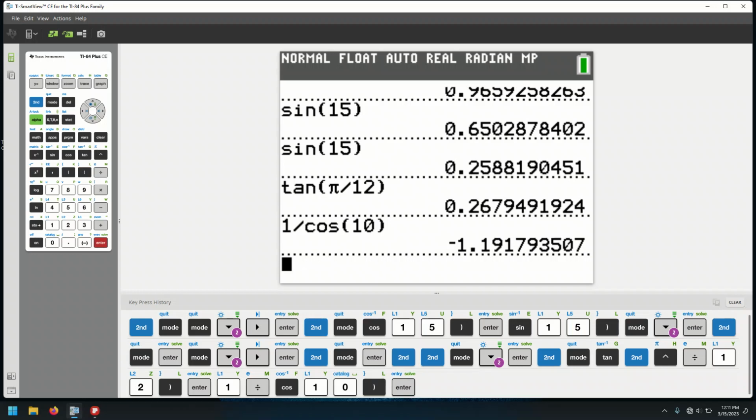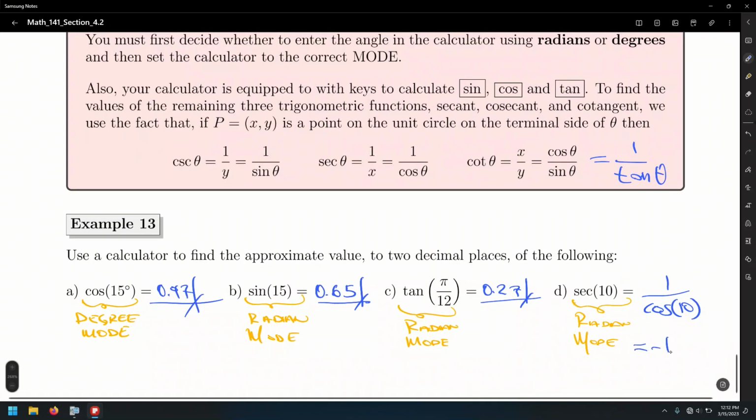Negative 1.19. All right. Because rounded to 2 decimal places, the third digit is a 1. It's not big enough to round it up. So negative 1.19. Final answer.